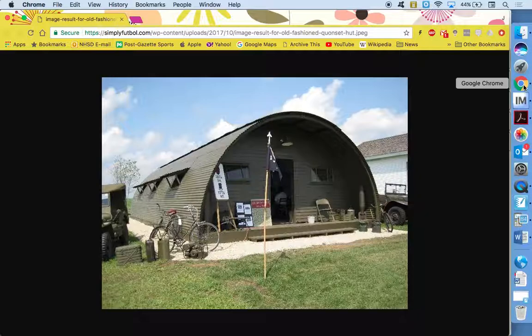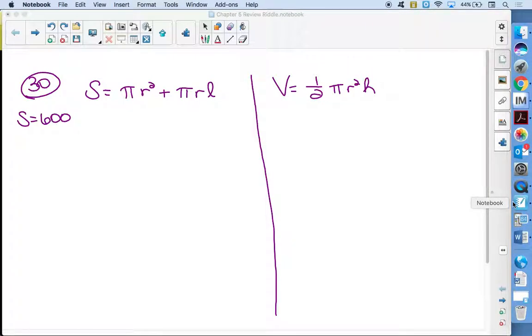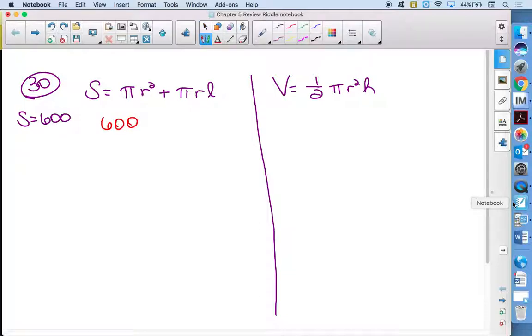So the equation that we're starting with is the surface area equation, and they ask you to plug in 600 for S, because that's the amount of material that we have to work with to build this hut. And then it says to solve for L. L is the length of the building, so how long is it? That's the length or the depth of the building.